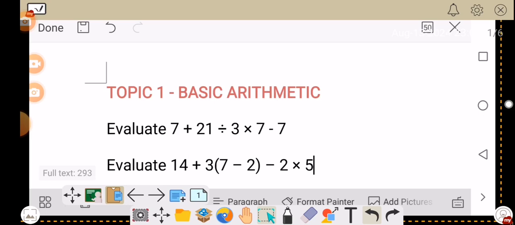To begin with, the first question is: evaluate 7 plus 21 divided by 3 multiplied by 7 minus 7. And the other question is: evaluate 14 plus 3 open bracket 7 minus 2 close bracket minus 2 multiplied by 5. So we shall see how we can evaluate these questions, especially in our exams. Let's make use of our blackboard so that we can see how we can evaluate these things.